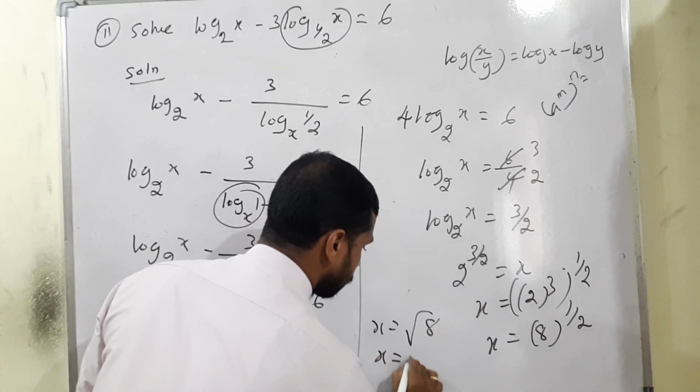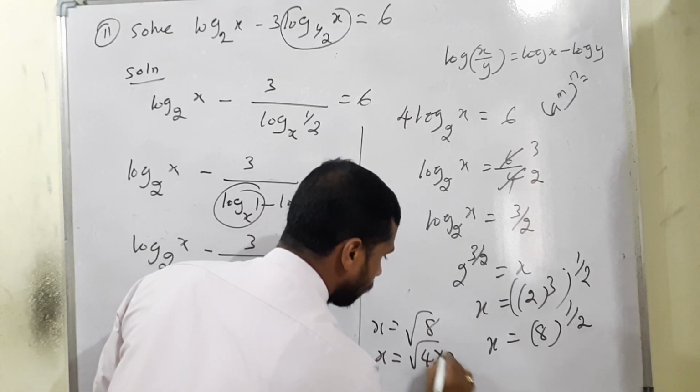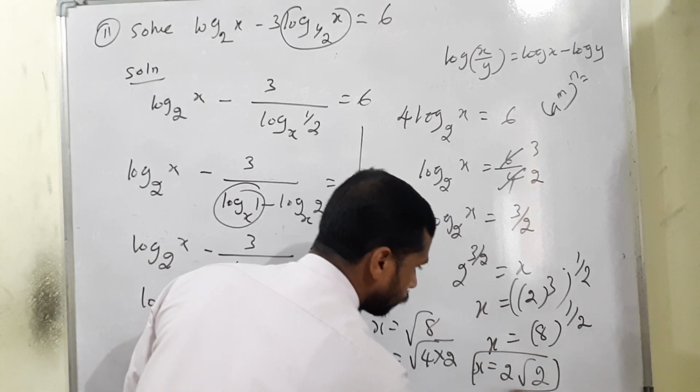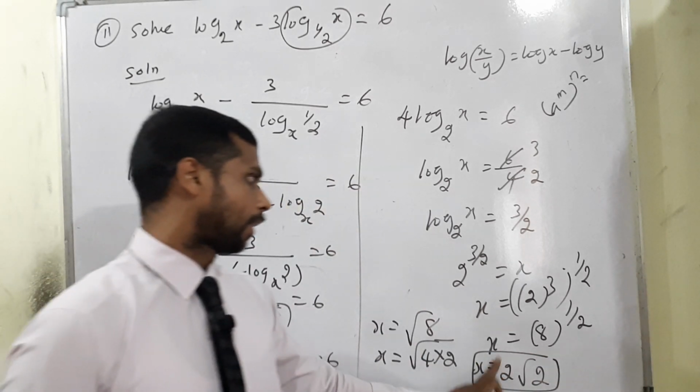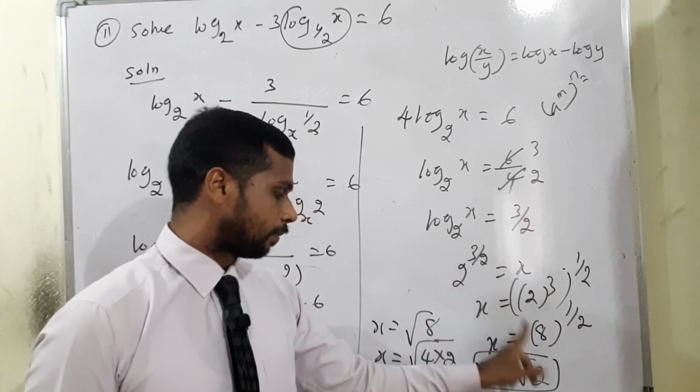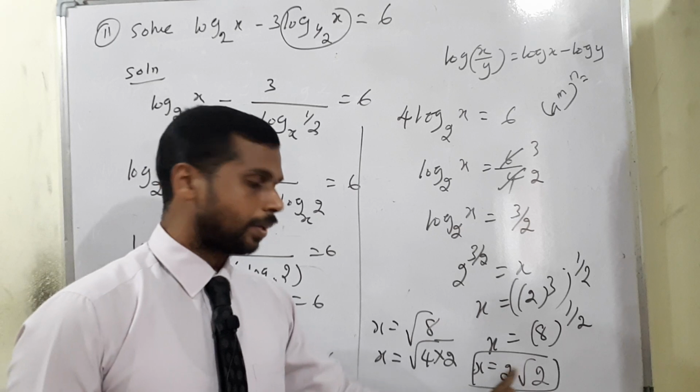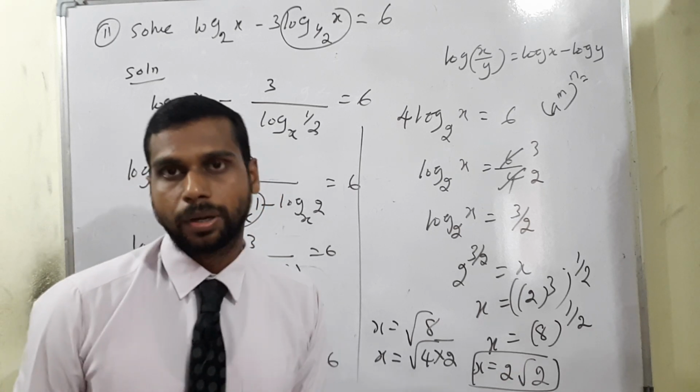Square root of 8 means what? 4 into 2. Therefore, the final answer: x is equal to 2 root 2. Okay, this is our answer. We can stop here, but sometimes according to the question we can write it as x is equal to 2 root 2. I will continue with the next question.